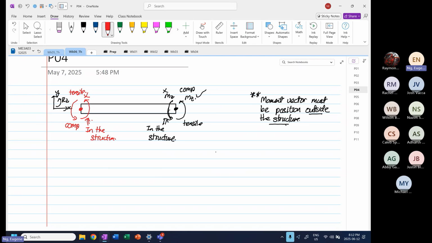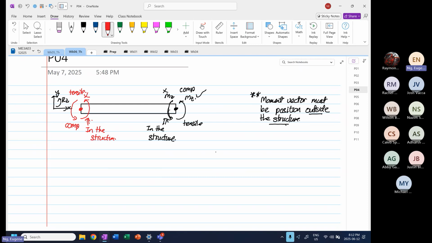It depends on where you analyze. Are we clear? If you're going to use your moment vectors, you have to be very clear about this. Then you don't need to worry about positive or negative. It can be really confusing.